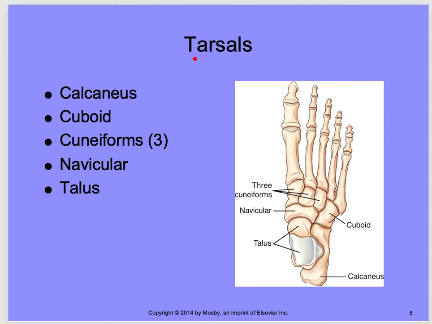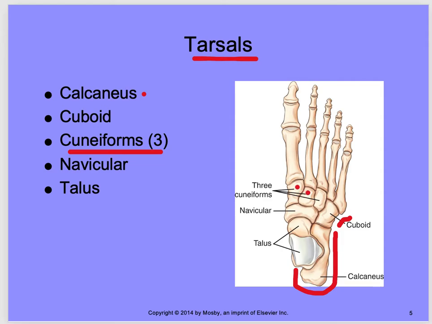Your tarsals are like your carpals. You've got a calcaneus, which is the largest. You have your cuboid, that's on your little toe side, so the cuboid is going to be on the lateral side. You have your cuneiforms, there are 3 of them.